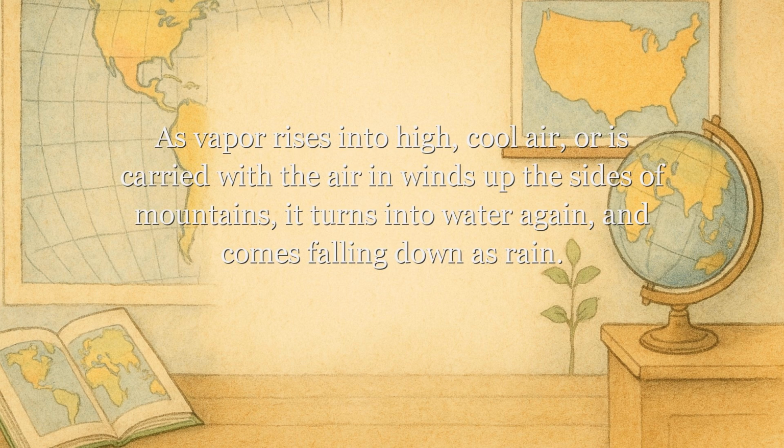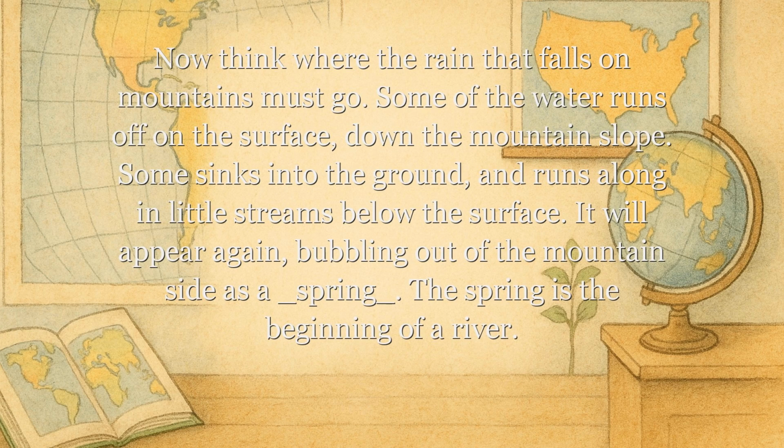As vapor rises into high, cool air, or is carried with the air and winds up the sides of mountains, it turns into water again and comes falling down as rain. Now think where the rain that falls on mountains must go. Some of the water runs off on the surface, down the mountain slope. Some sinks into the ground and runs along in little streams below the surface. It will appear again, bubbling out of the mountainside as a spring. The spring is the beginning of a river.